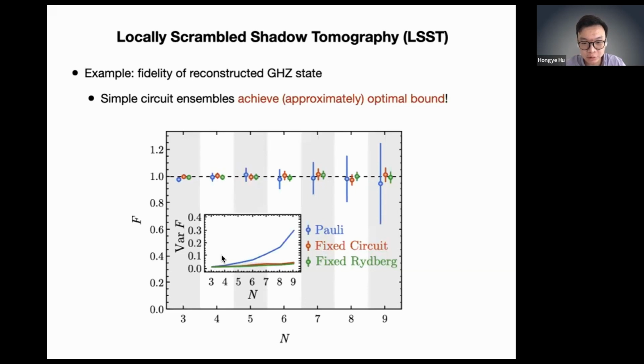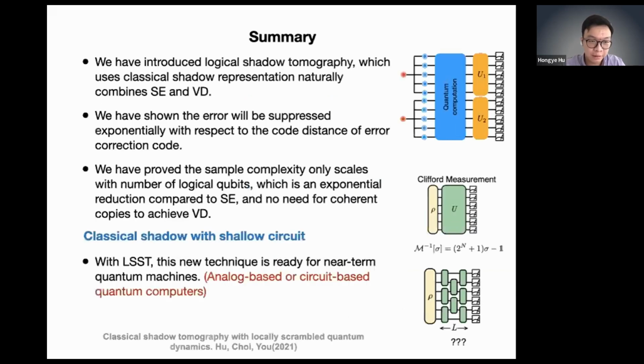So as we see, if we use randomized Pauli measurement, the sample complexity will grow exponentially if we increase the system size. However, with either the locally scrambled CNOT gate or the locally scrambled Rydberg dynamics, we see the sample complexity almost doesn't grow with the number of qubits. So this really speaks for the advantage of locally scrambled shadow tomography and is ready for the near-term quantum machine.